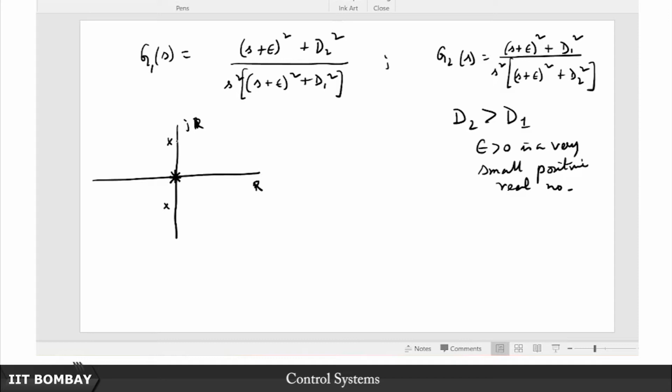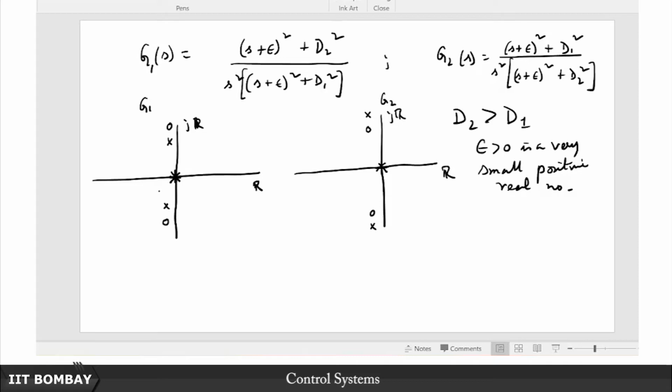Since d1 is less than d2, the complex conjugate zeros will be above these two poles. Side by side, let me draw. So this is for G1. Side by side, let me also draw this for G2. So this is real, this is imaginary. See, everything remains the same as it is, except for the fact that these complex conjugate poles and zeros have interchanged positions. Now you might wonder, after all, what difference can it make?